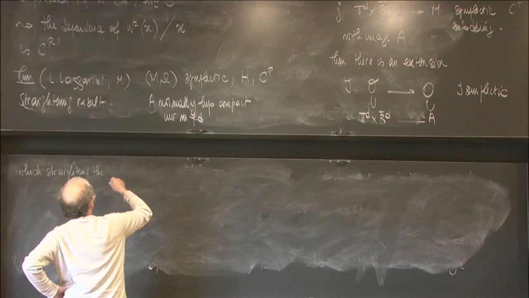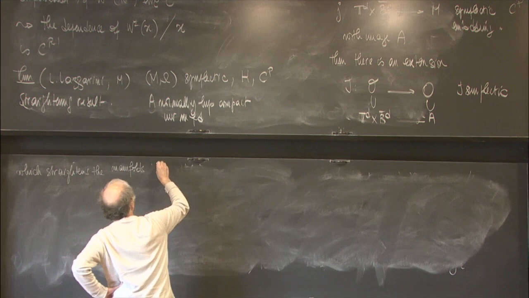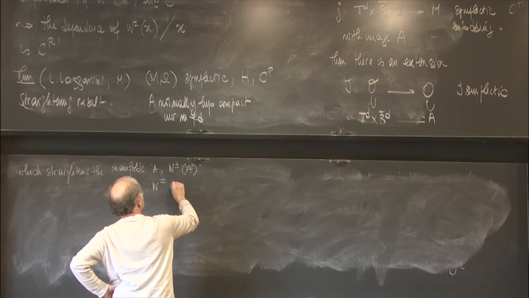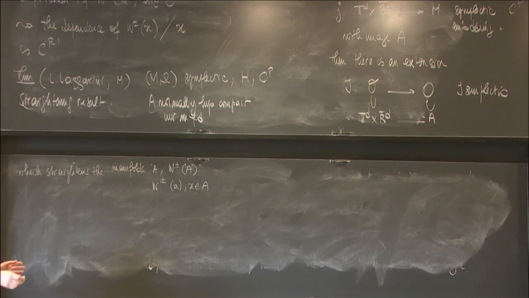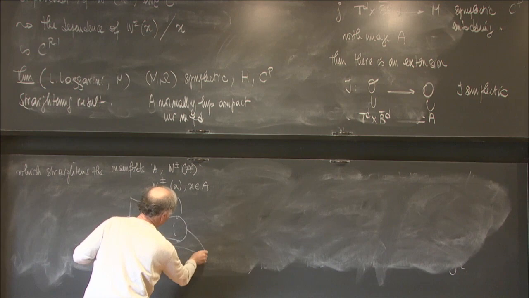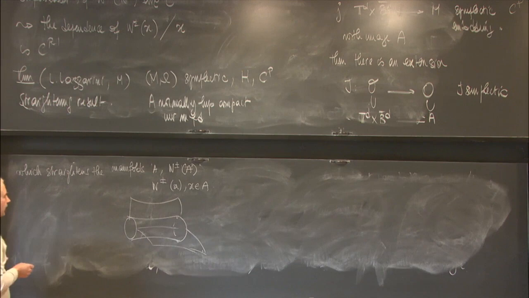So the manifolds A, of course, but this is done already by small j, W plus minus of A, and W plus minus of X in A. In the most natural sense, you have here something like this, with stable, unstable. It's not a proper drawing.